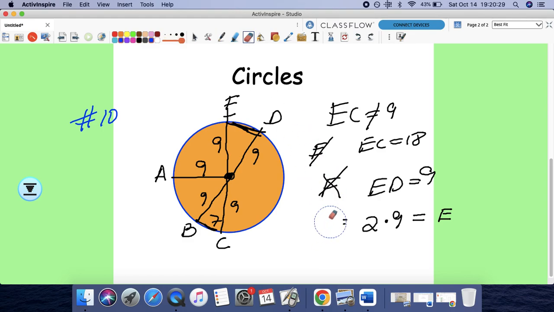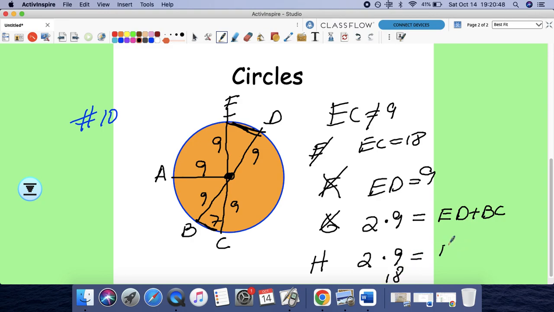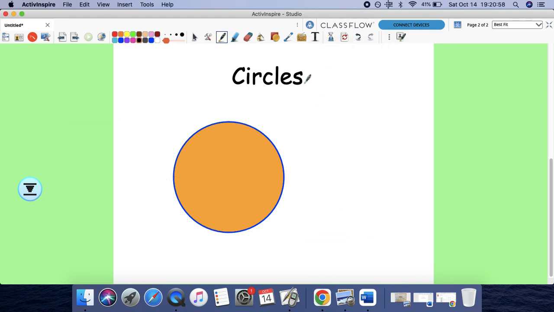Take that equal sign here. Equals ED plus BC. Absolutely not. And then H, 2 times AO, which is 9, equals EC. Well, this is 18. EC equals 18, which is also BD, which is also 18. So H is the one you were looking for.